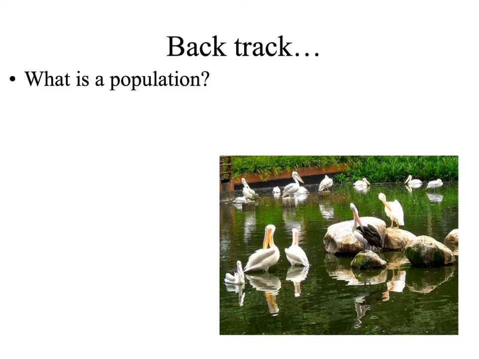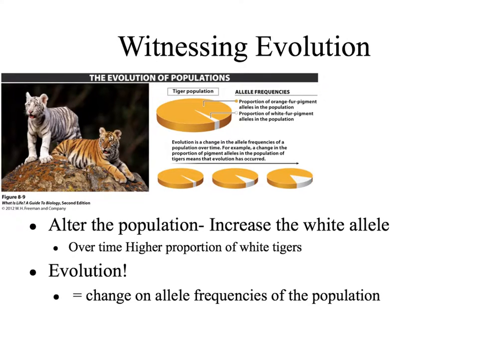So let's back up for a minute and look at a population. Populations are groups of organisms of the same species that are found in the same location. Generally, these organisms are able to interbreed. Populations are what are going to evolve. In this example, we see a population of tigers, and there are very few white tigers. Over time, especially in captivity, we see that the proportion or frequency of the white tigers increases over time. This is a type of evolution.